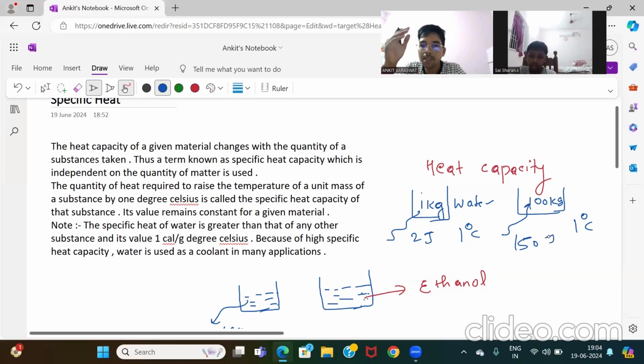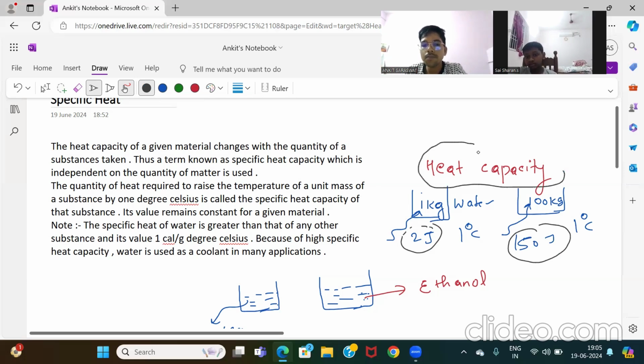So you have seen, if I change the quantity of material, the amount of heat required to raise the temperature by 1 degree Celsius is different. Here the amount of heat is 2 joule, here the amount of heat is 150 joule. So in every case, if you change the quantity of material, then the heat capacity also changes.